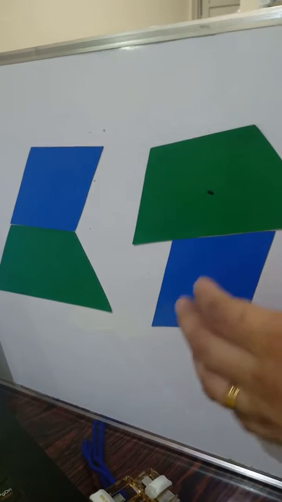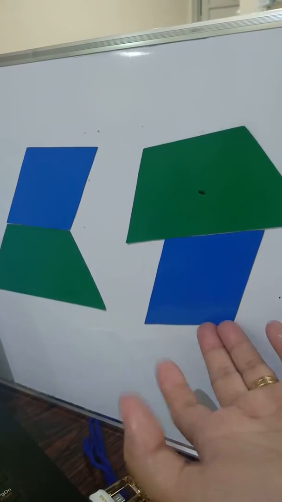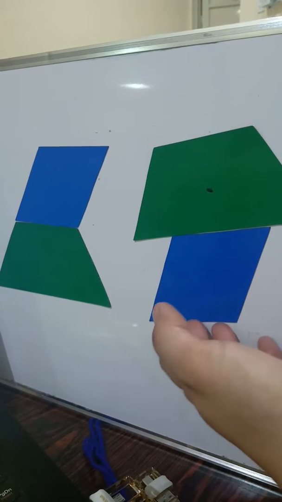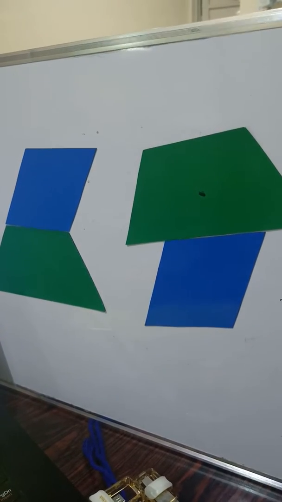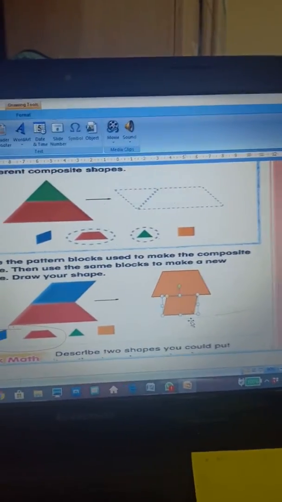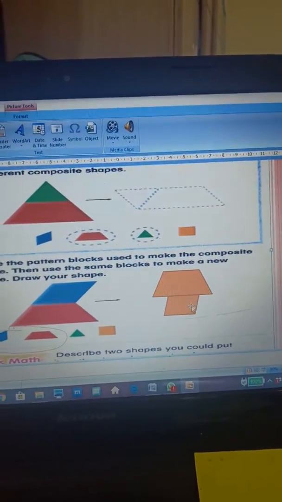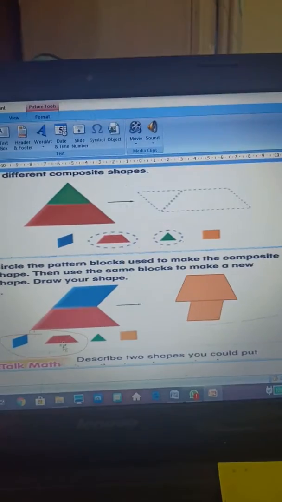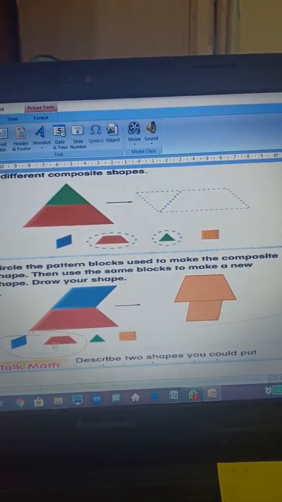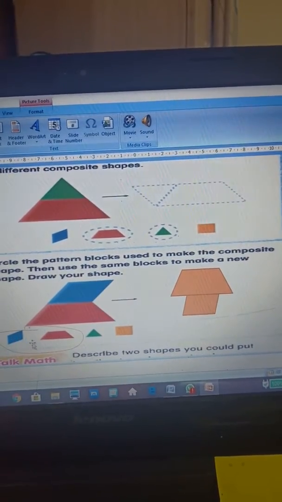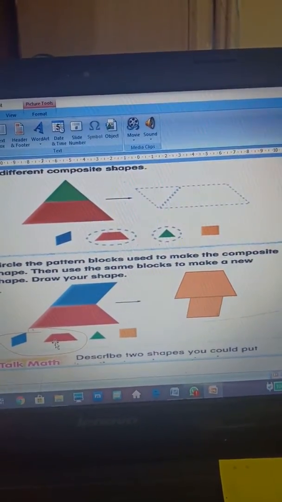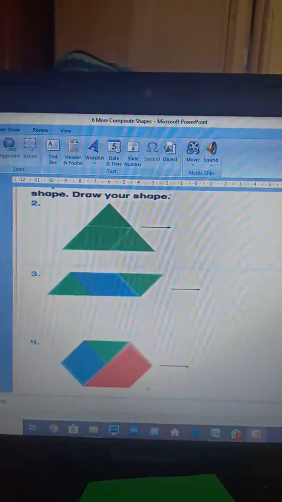Using the same blocks, we can make another new shape, and these two shapes are what we call composite shapes. So our composite shapes should be like this. Kindly draw, and then kindly circle the two-dimensional shapes being used. Okay, so let's continue answering number 2.